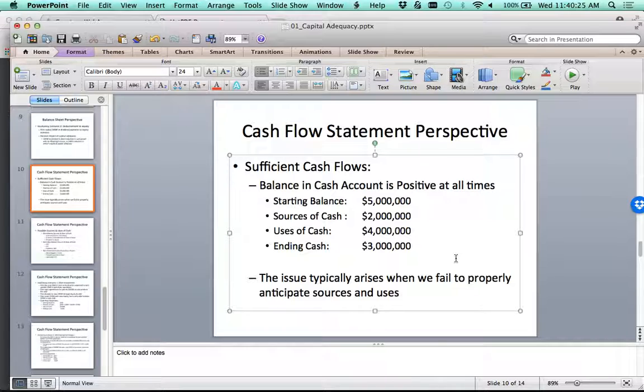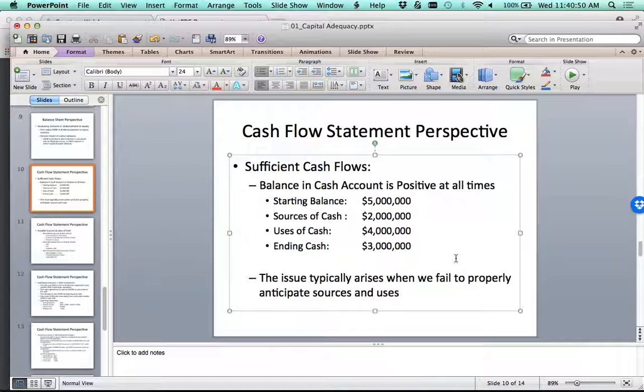All right, so usually the way that we put ourselves in a bad capital adequacy situation on the cash account is that we fail to properly anticipate either how big a source of cash will be, maybe we overestimate or overexpect a source, or we fail to properly anticipate and we underestimate a use.